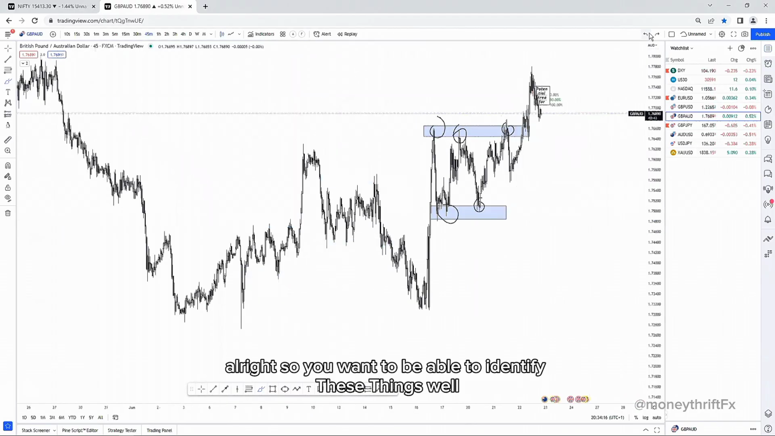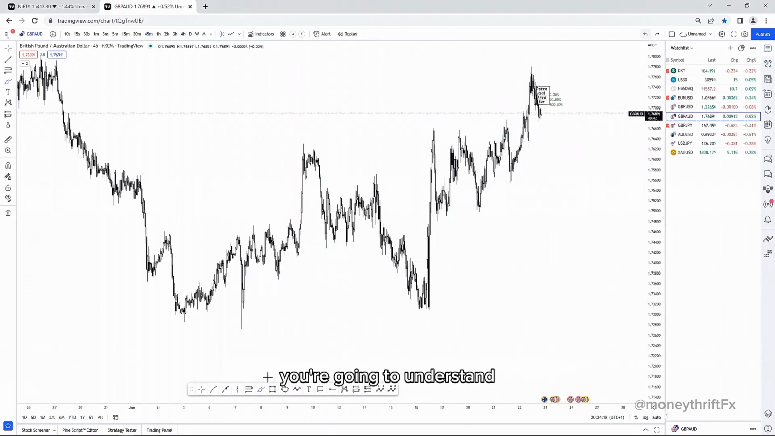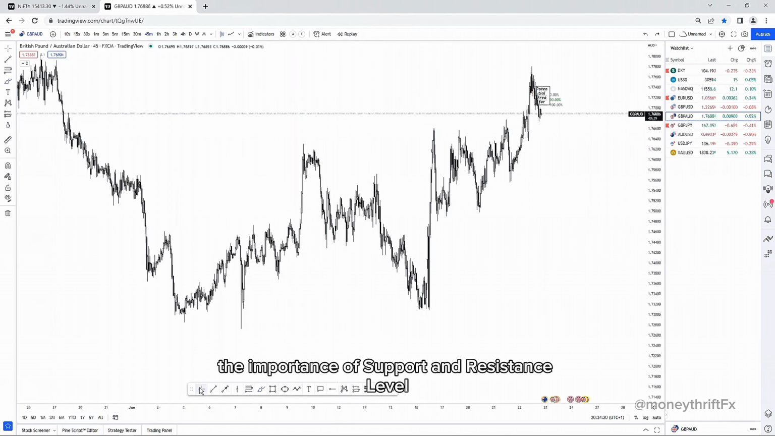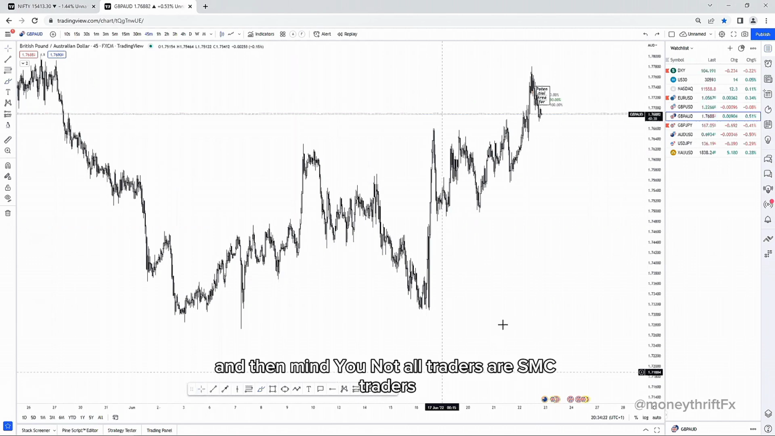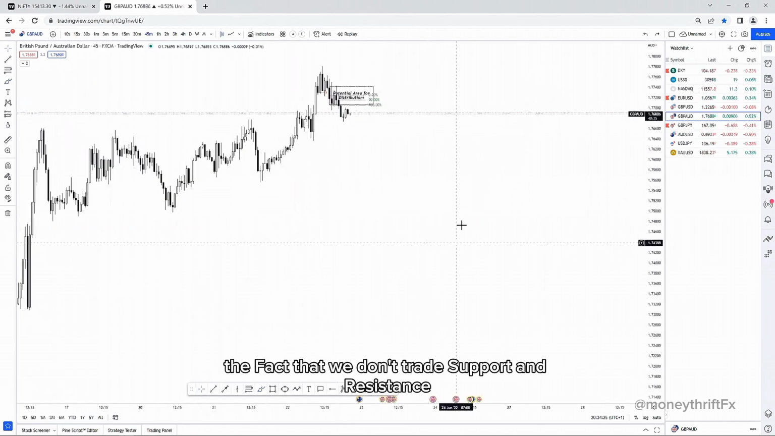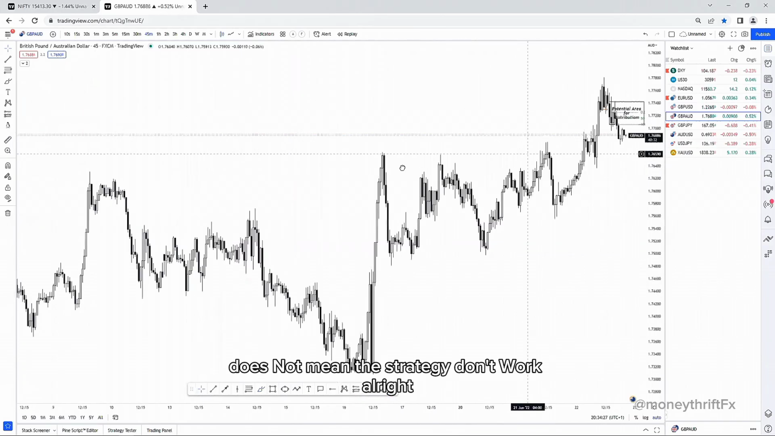All right, so you want to be able to identify these things. Well, you're going to understand the importance of support and resistance level. And mind you, not all traders are SMC traders. The fact that we don't trade support and resistance does not mean the strategy doesn't work.